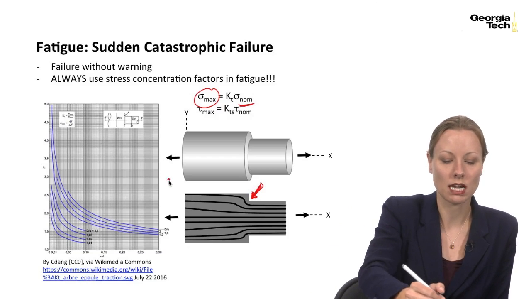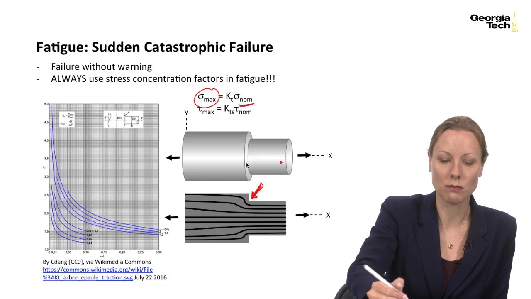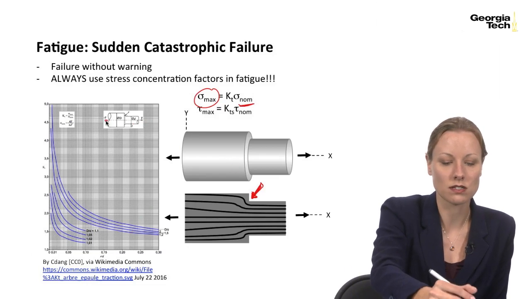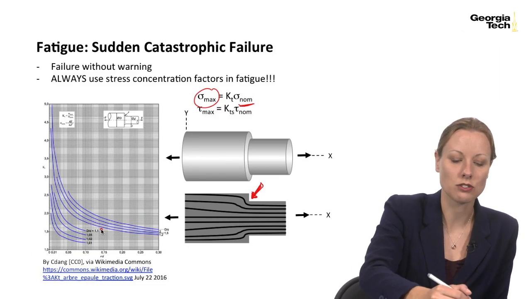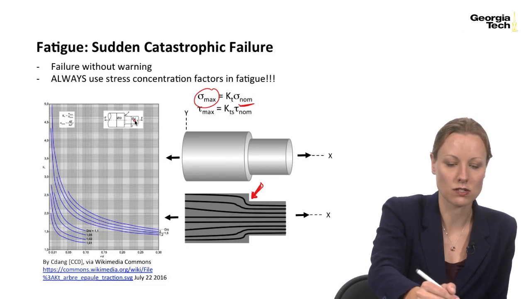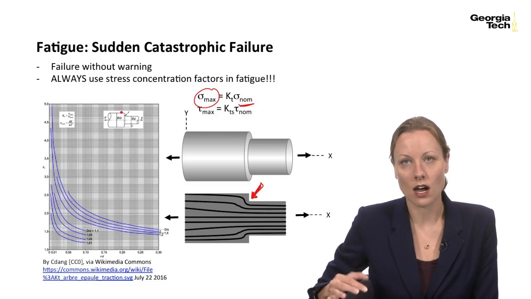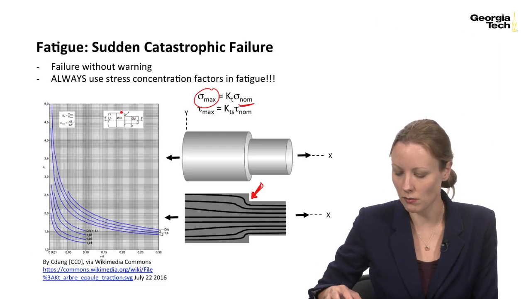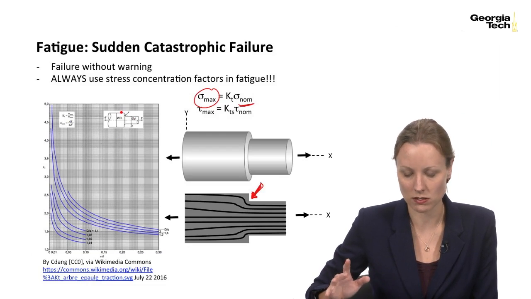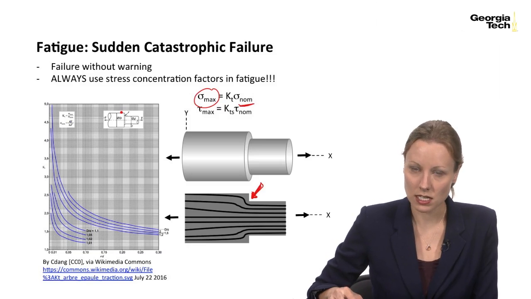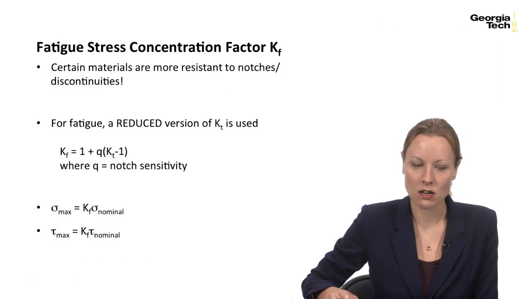And you'll remember that a KT is based off of the type of loading the part is in, so in this case axial loading, and then the geometry of the part, so ratios of diameters and fillet radii are how you calculate KT. And typically engineers use a textbook called Peterson's to calculate stress concentration factors, because Peterson's has all the graphs. Now in fatigue, life is a little bit different.